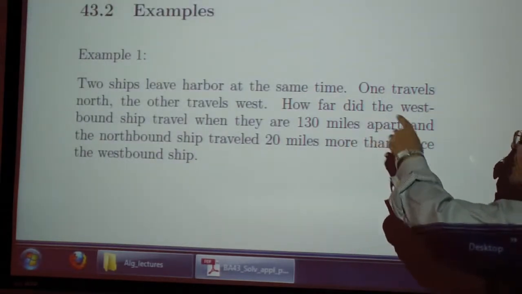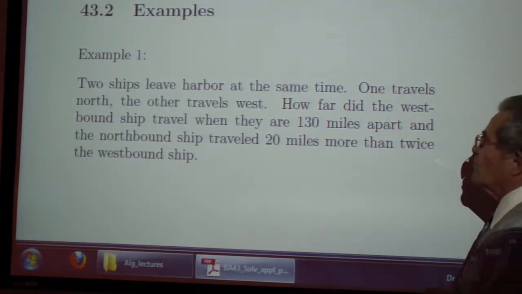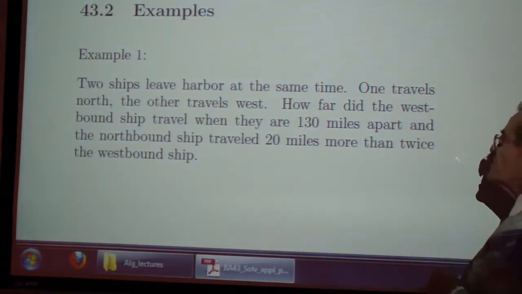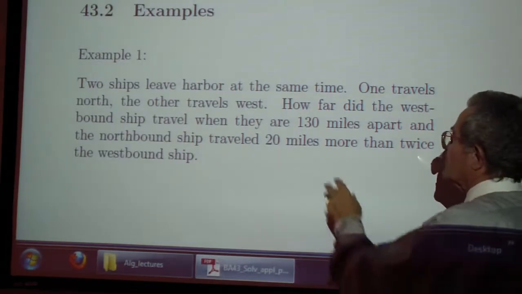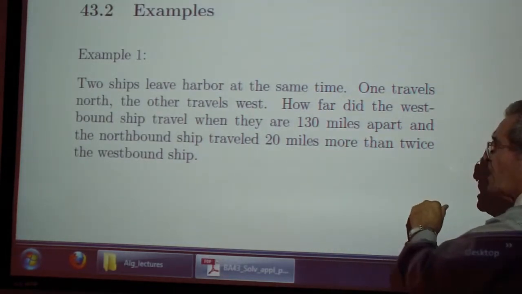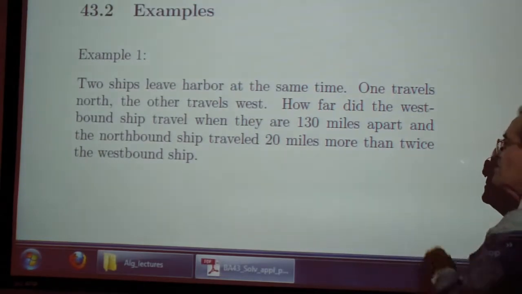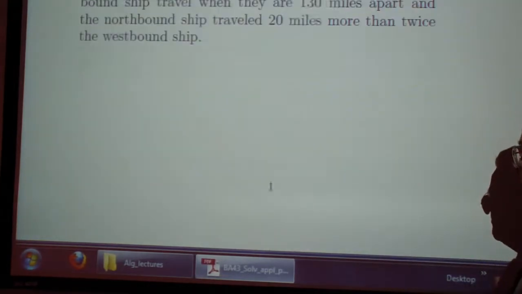Example 1. Two ships leave harbor at the same time. One travels north while the other one travels west. How far did the westbound ship travel when they are 130 miles apart? And the northbound ship traveled 20 miles more than twice the westbound ship.